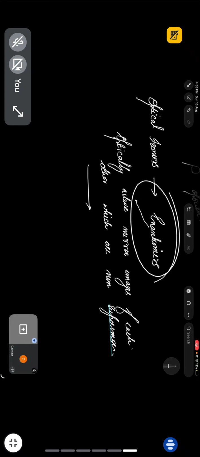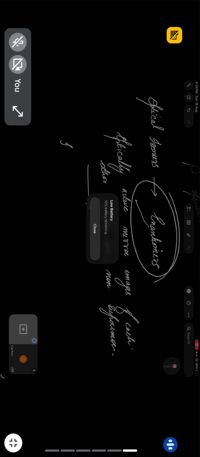And your palms, can I call them enantiomers? Yes, because they are mirror images of each other. But are they superimposable? No. So, optically active. Let's say your right palm, let's call it dextrorotatory. Your left palm will be levorotatory. Any doubt?